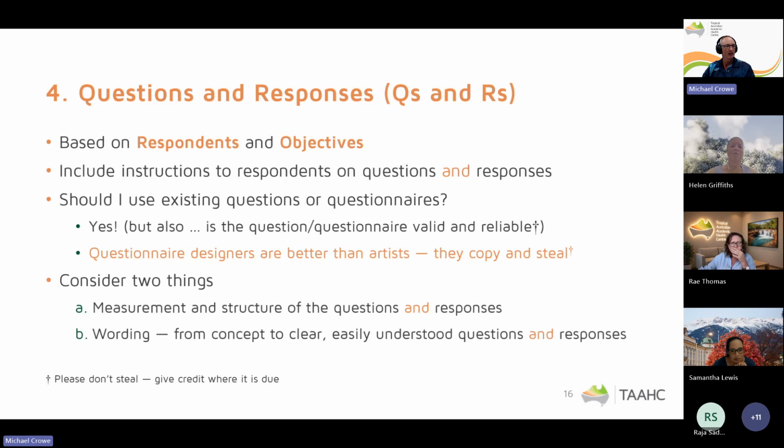Consider two things in questions and responses. So the structure of the questions and responses, and the wording. These are two different things. One is how you structure your questions and the responses that are applied to them. And then you have to consider the overall wording of both the questions and the responses.